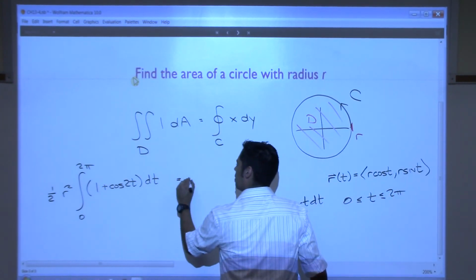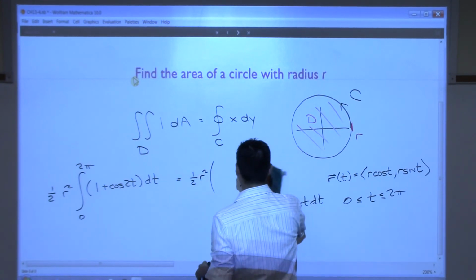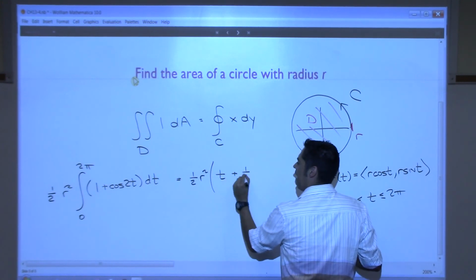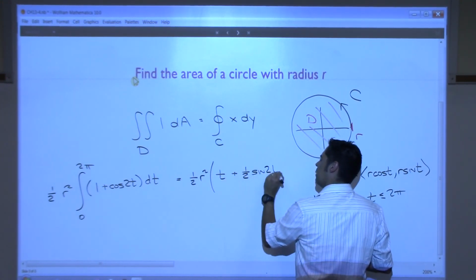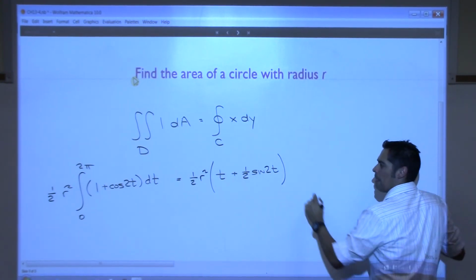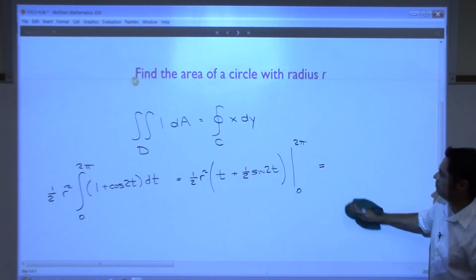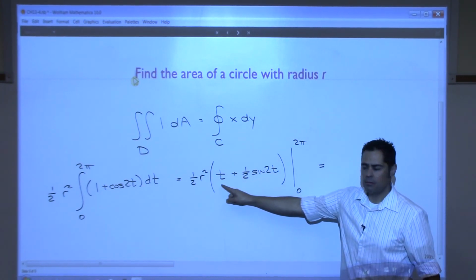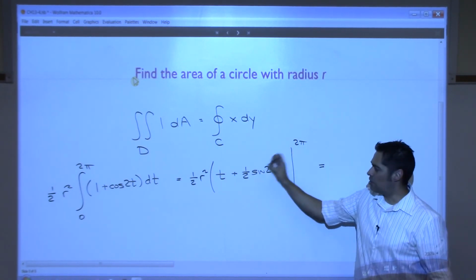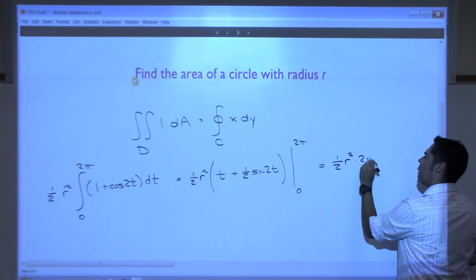Okay, which is 1/2 r squared times the antiderivative. So what is the antiderivative of that? t plus 1/2 sine 2t. Evaluate that where? 0 to 2 pi. Okay, plug in 2 pi. What's sine of 2 times 2 pi, which is 4 pi? What's sine of 4 pi? 0. That's gone. So all I get is 1/2 r squared times 2 pi.